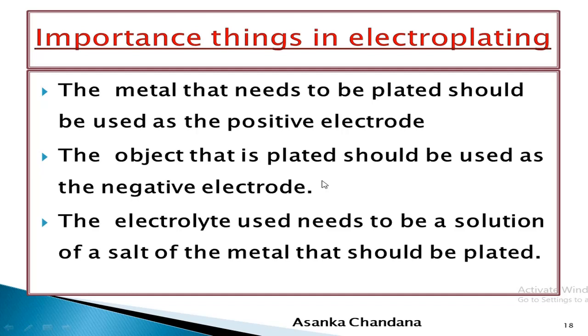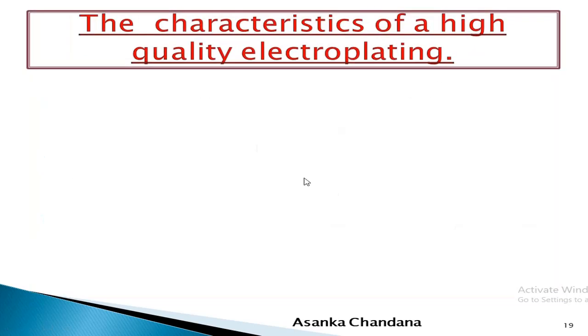As an example, think about if you want to plate copper on iron. What should be the positive electrode? What should be the negative electrode? The metal that needs to be plated is the positive electrode, so the positive terminal should be copper and the negative terminal should be iron. So what should be the electrolyte? The electrolyte is the solution of the salt of the metal that should be plated. It means copper sulfate solution, right?